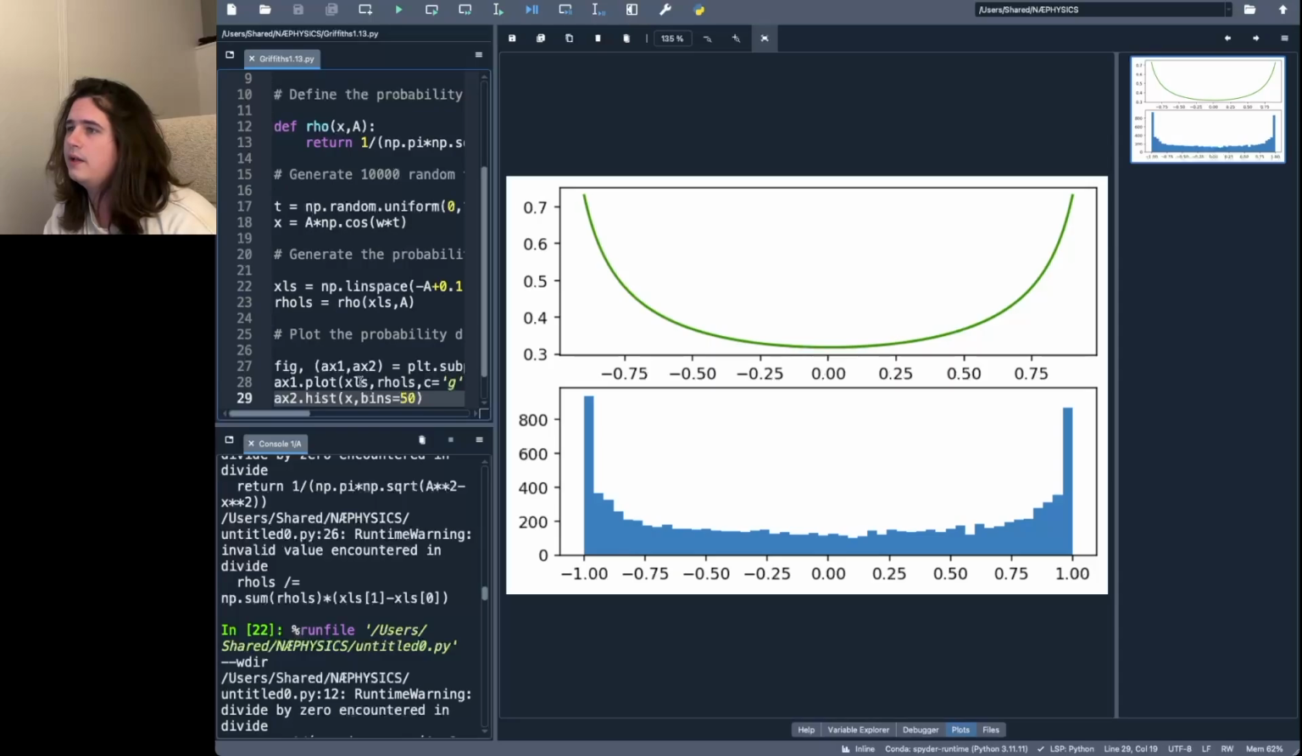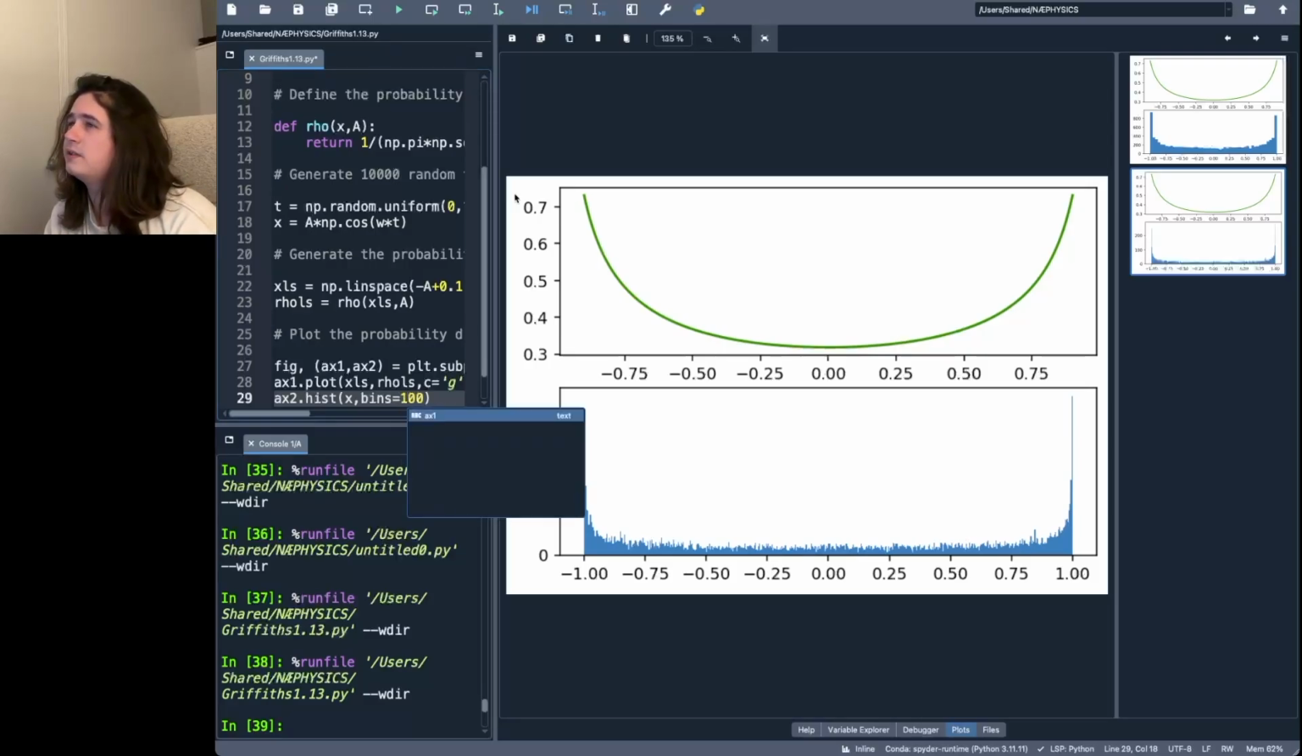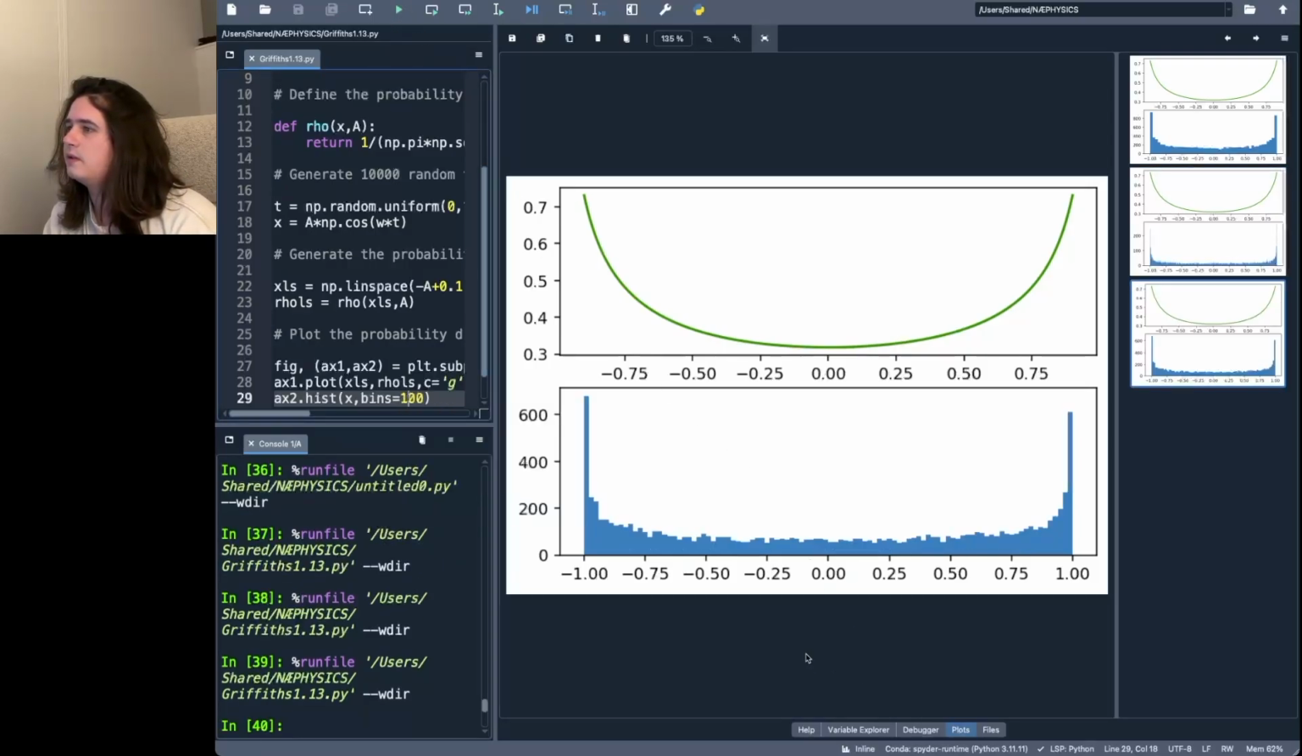If we allow for more bins, maybe it will look a little bit smoother. We can rerun it. Yeesh. That's not too much more insightful, but maybe just 100 is best. Well, okay. Anyway, the probability distribution is good, and this numerical method proved it. All right.